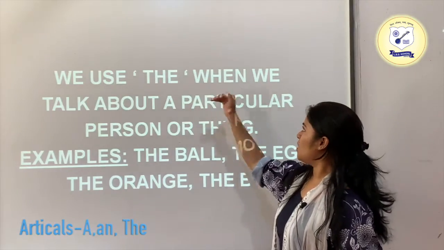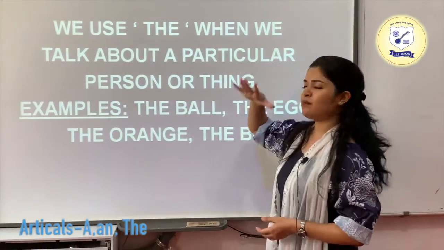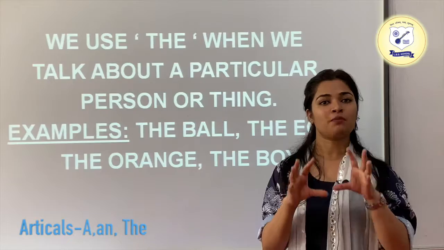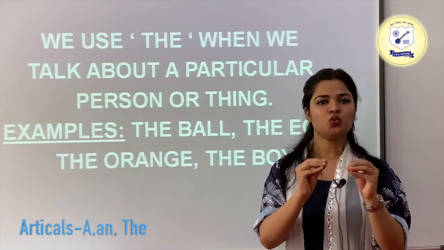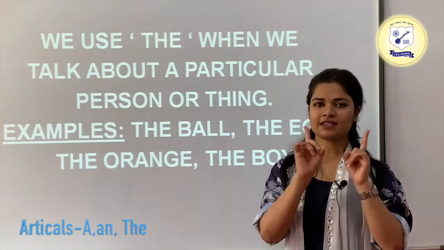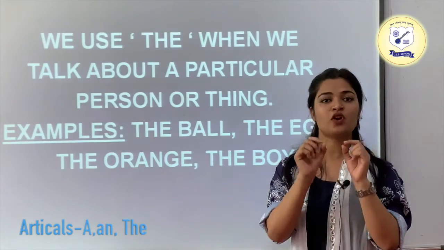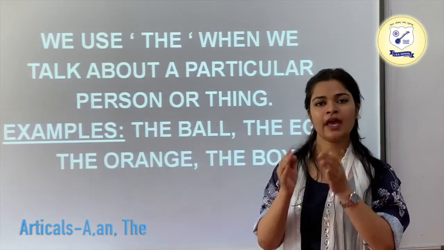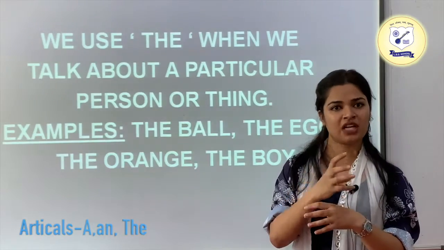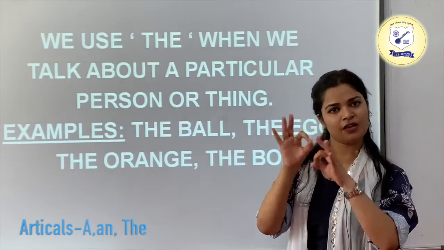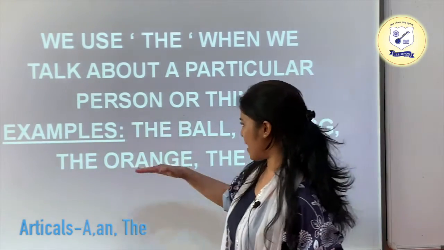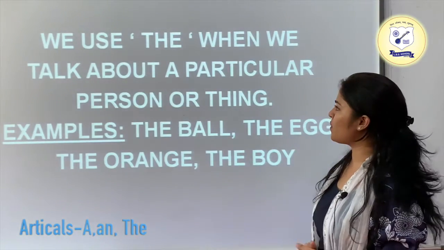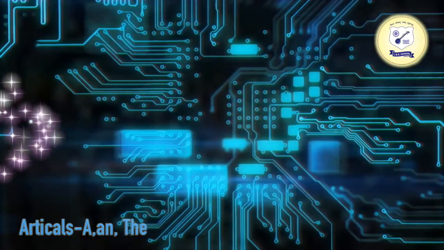Now we use the when we talk about a particular person or thing. If we are talking about something in general and we are not specifying that person, then we will use the article a or an. And the second thing is, a and an are used for a singular thing. The can be used for plural as well as singular things. But in the, we use that for a particular thing. If you are talking about a particular thing, then we will use the. Okay, examples: the ball, the egg, the orange, and the boy. These are a few examples of using the article.